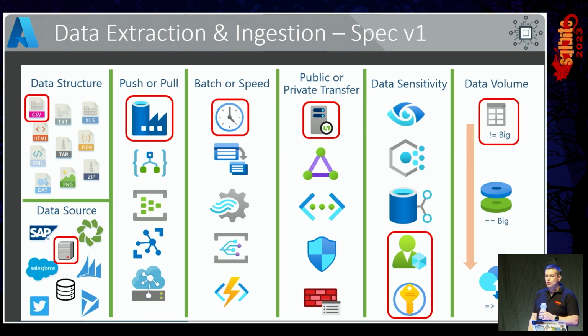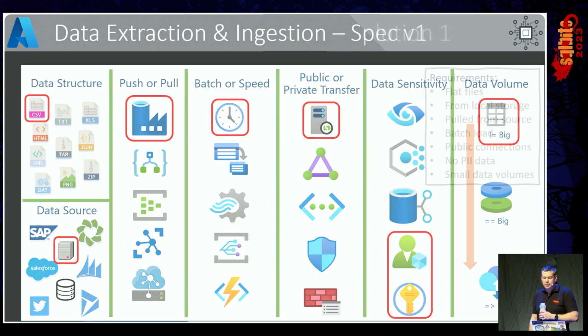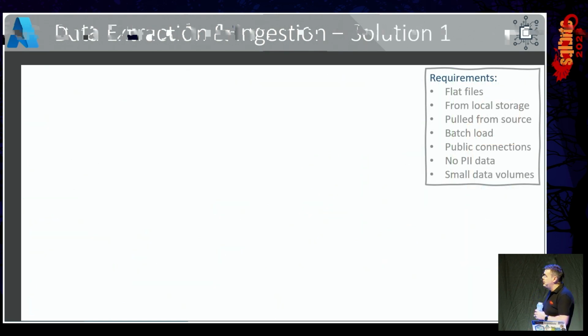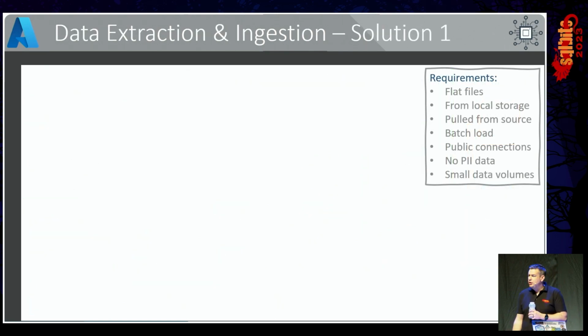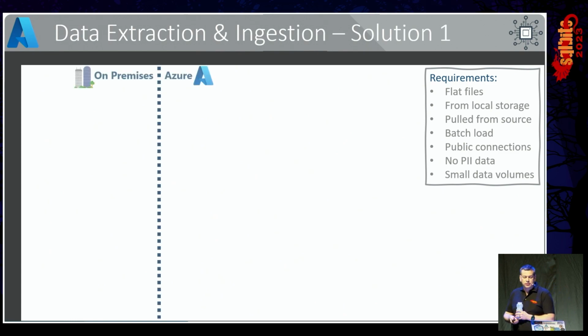Specification version 1. The customer says, yes, here are your requirements. I have some flat files. It's coming from some local storage. You need to go and pull it. It's going to be a batch load. There's no PII in there yet, no sensitive data of any kind. We're going to use some public connections, and our data volumes are quite small to begin with. Say, fine, I can design this, I can build this.